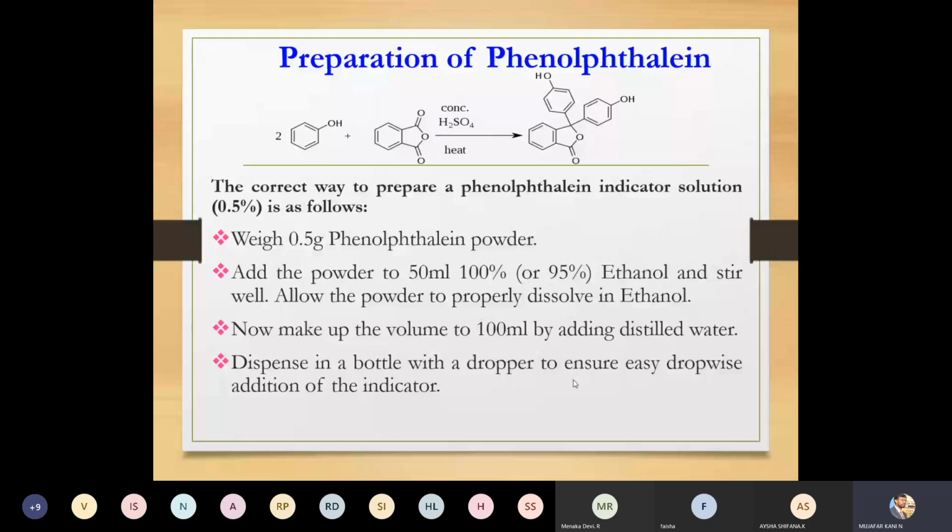But here is the correct way to prepare a phenolphthalein indicator solution. First, weigh 0.5 gram of phenolphthalein powder and add the powder to 50 ml of 95% ethanol, and stir well. Allow the powder to properly dissolve in ethanol. Now make up the volume to 100 ml by adding distilled water. After that, dispense it in a bottle with a dropper to ensure easy dropwise addition of the indicator. This is the proper way to prepare the phenolphthalein indicator.